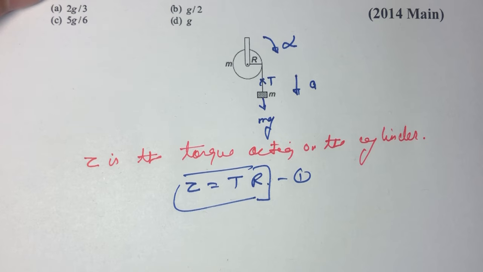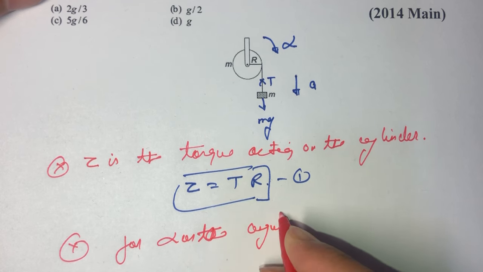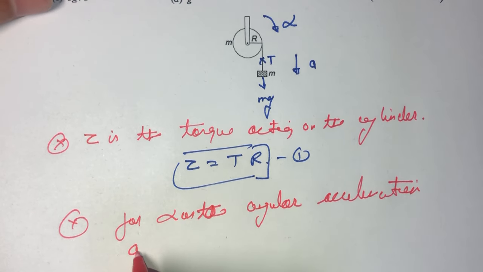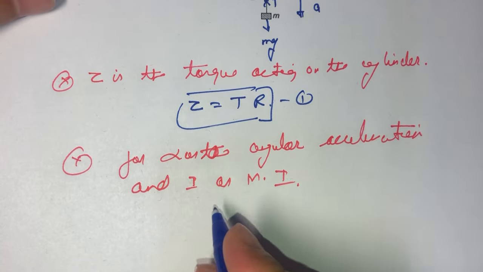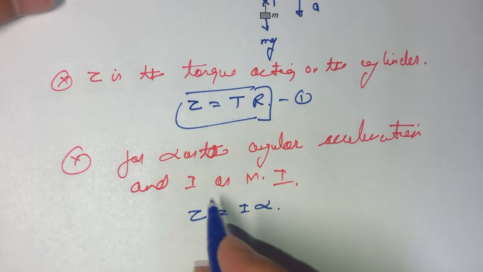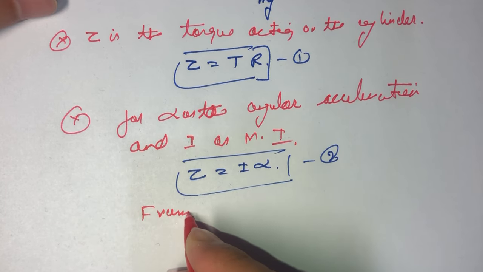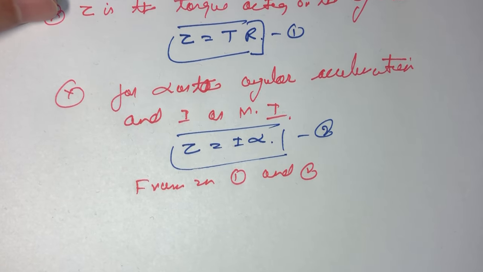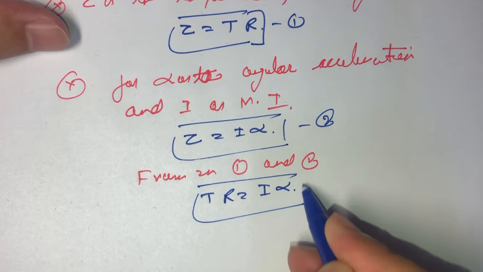And we said that alpha is the angular acceleration and I is the moment of inertia, so we can write the equation as tau will be equal to moment of inertia multiplied by angular acceleration. Let us call this equation number 2. So from equation 1 and 2, we can write that T into r will be equal to moment of inertia into angular acceleration. Let this be equation number 3.